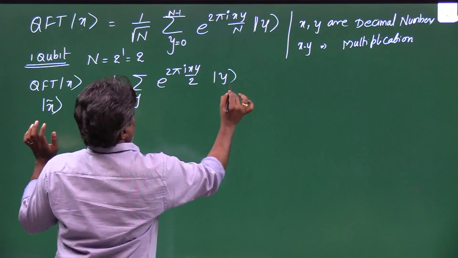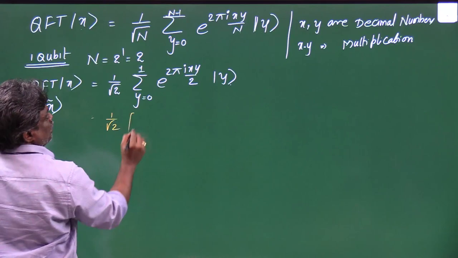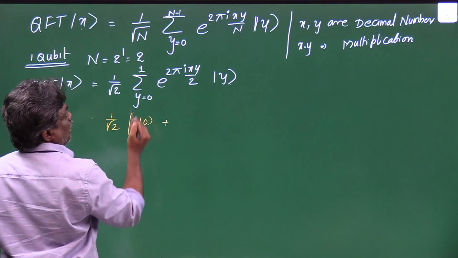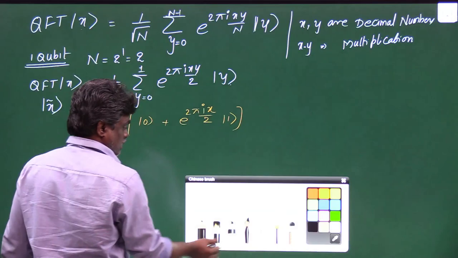Now, let us expand this. 1 over root 2. First I am taking y equal to 0. Sorry, earlier I said 1, it's 0. Plus, now I am taking y equal to 1. That's why e raised to 2 pi i x by 2, times 1. Is it clear? Because y has become 1.